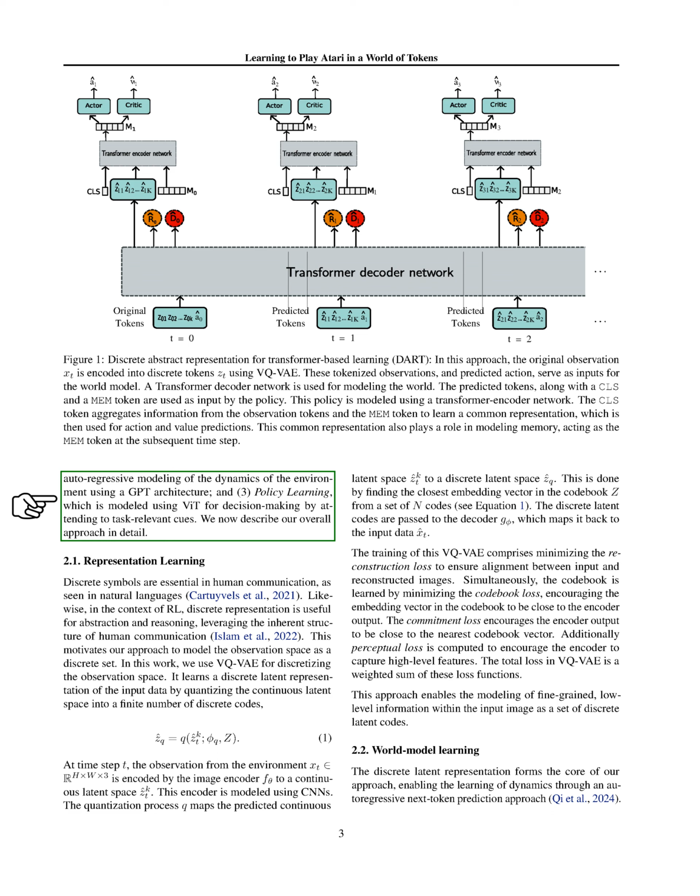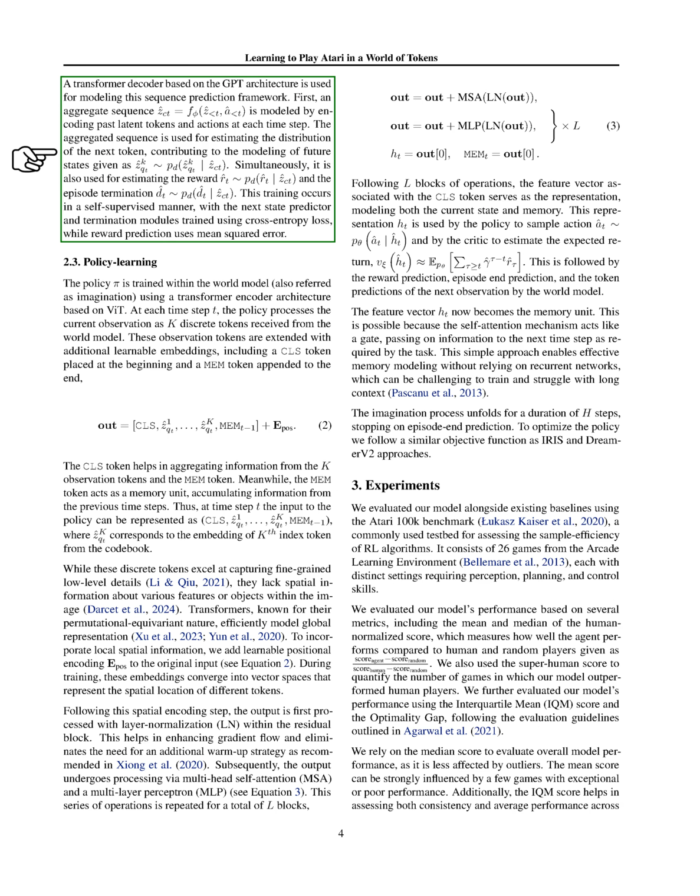Moving on to world model learning, we use the discrete latent representation to predict future states, rewards, and episode terminations using a transformer decoder based on the GPT architecture. This training is done in a self-supervised manner, where the model learns to predict the next state and termination using cross-entropy loss, and the reward using mean-squared error.